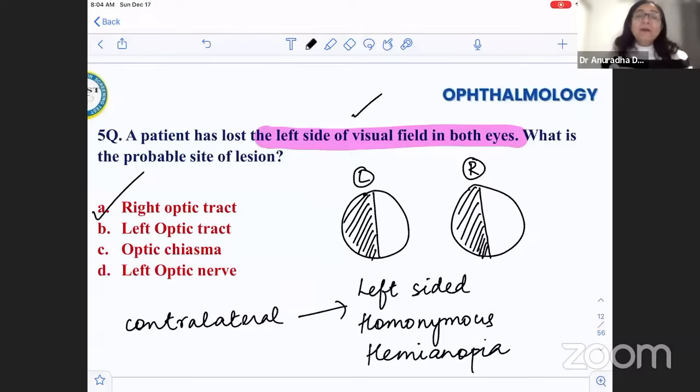In the optic chiasma, the lesion causes bitemporal hemianopia, affecting the opposite sides in the two eyes. Optic nerve lesions cause a visual defect only in one eye. Right?